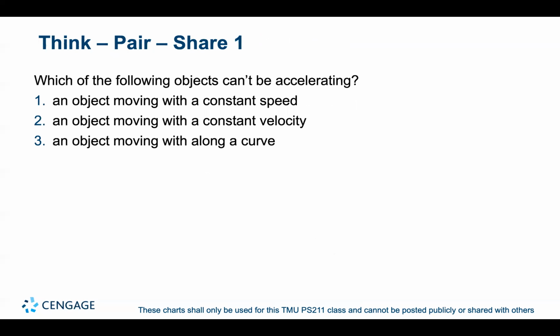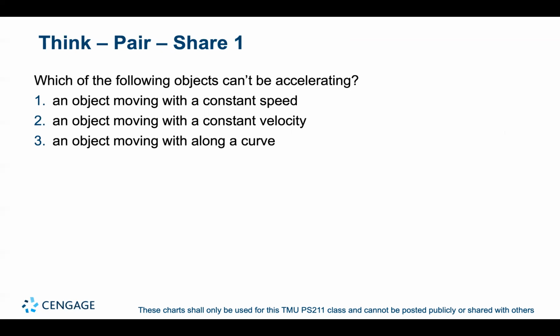So let's have a question to be thinking about. Which of the following objects can't be accelerating? An object moving with a constant speed, an object moving with a constant velocity, an object moving along a curve. So basically it's an object moving with a constant velocity. That's what we wanted to be pointing out.